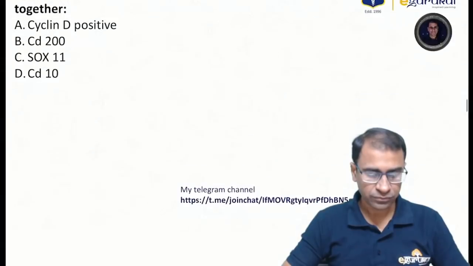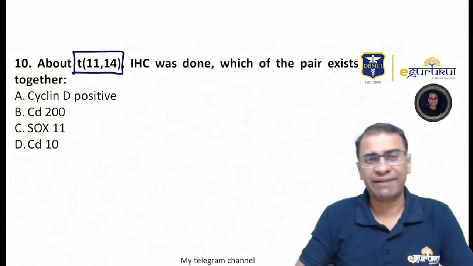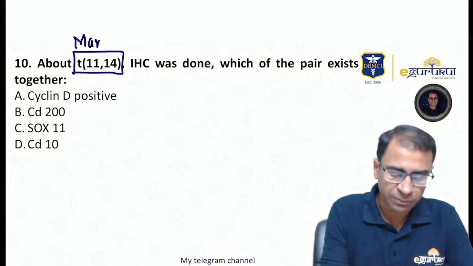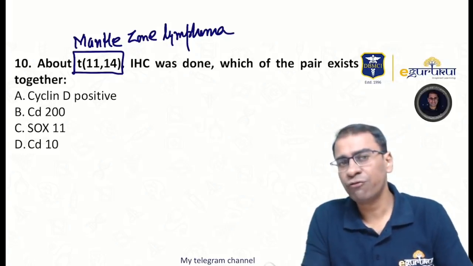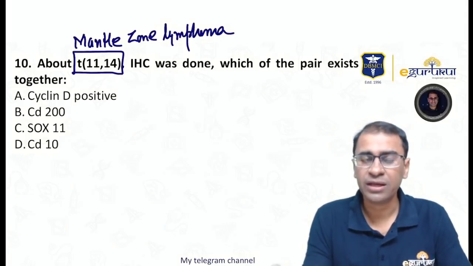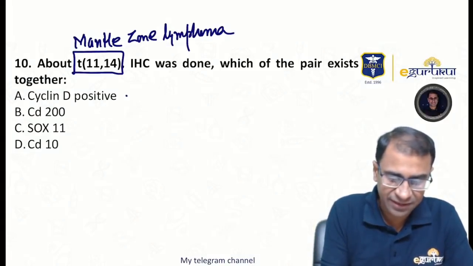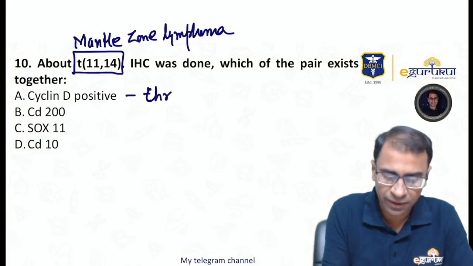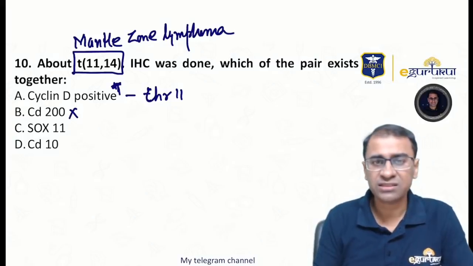Okay. 10th. Now this case about a patient having a translocation 11;14, it shows what? It shows mantle zone lymphoma. So if you remember, mantle zone lymphoma has a few findings that you must all remember. They have 11;14 and 11. The 11 is nothing but cyclin D, this is chromosome number 11. So this is definitely true. Okay, 200 has nothing to do with this one, so can't be the answer.